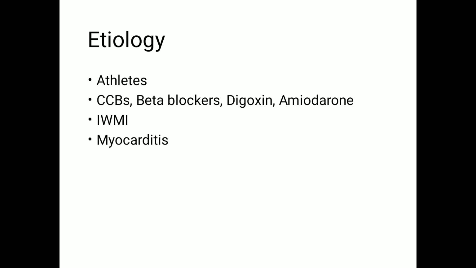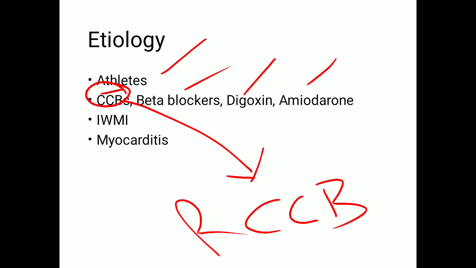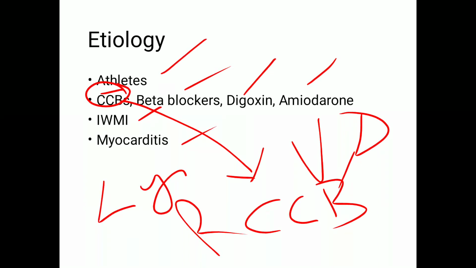The common causes are athletes, because athletes will have increased vagal tone. Vagal tone can suppress your AV node and produce AV nodal block. And the other causes are drugs like ABCD: amiodarone, beta blockers, calcium channel blockers, and digoxin. Kindly note that not all calcium channel blockers block the AV node. It is only the rate limiting calcium channel blockers, verapamil and diltiazem. Other causes are inferior MI and myocarditis seen with Lyme's disease, Lyme's myocarditis.